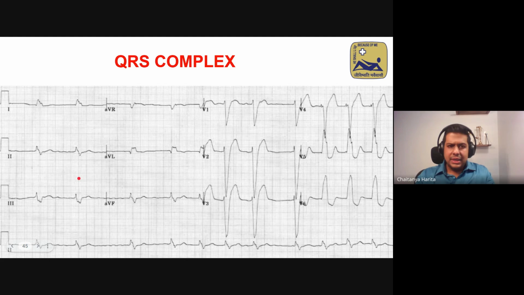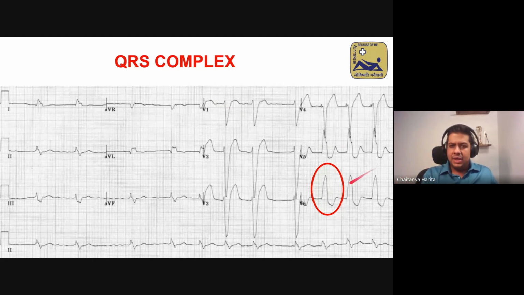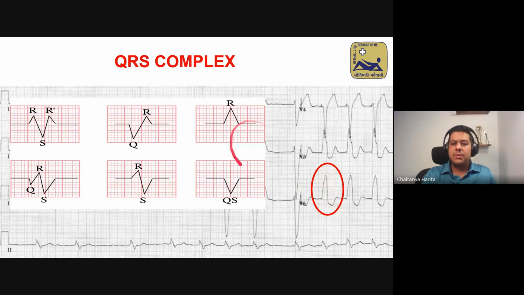The next thing you look at is this large complex. This complex is not only tall, but it's also wide. So the QRS complex is normally less than 3 small boxes. Here it is approximately 4. So anything more than 3 small boxes means wide QRS. Wide QRS means there's a problem in the bundle of His or the bundle branches, left or right. This is called an R complex. If you look at it, this is an R complex because there is no negative wave, it's only a positive wave with ST depression. This is classically seen in left bundle branch block.